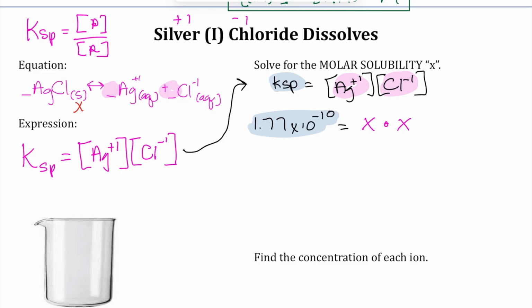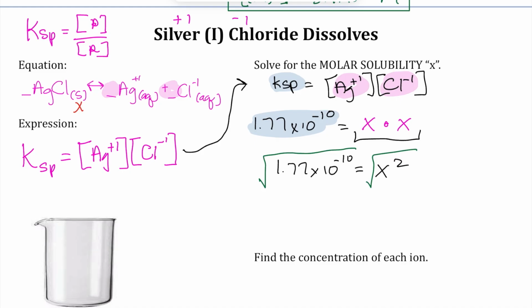In our last one, we had a 1-to-3 ratio. Now we have a 1-to-1 ratio, so we don't have anything other than x's, which makes this one a little easier to solve. We can go 1.77 times 10 to the -10th equals, well, x times x is x squared. And to solve for x, I can take the square root of both sides. I don't have to do any other dividing to get x by itself. That square root cancels the square, and I can plug that into my calculator.